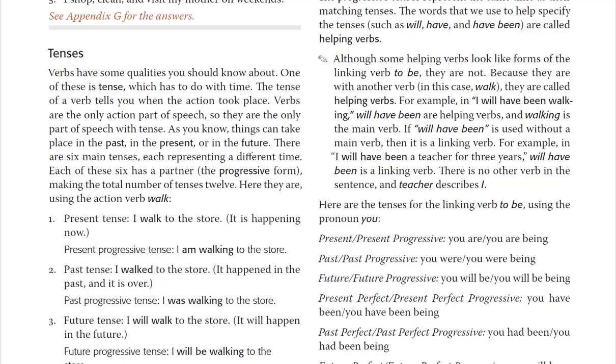So at 5 o'clock tomorrow, I will be walking to the store. Yesterday, past progressive, I was walking to the store. Right now, I am walking to the store. So future progressive is something that's going to keep going on in the future.